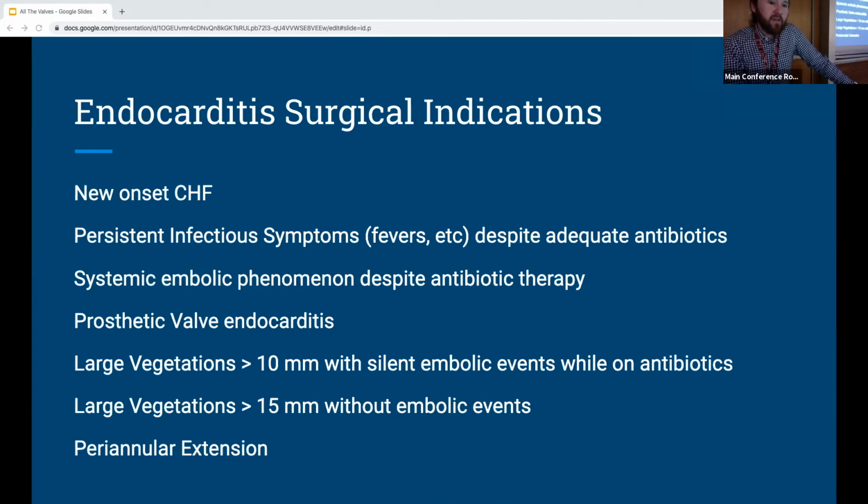But also, if they're having persistent infectious symptoms despite adequate antibiotics, if they come back and they've got a PICC line or a midline and they've been in the outpatient world getting their antibiotics and they're still having persistence, that's an indication. If they're having a systemic embolic phenomenon despite being on antibiotics, if they have a prosthetic valve, or if they have large vegetations, I don't think I care too much about these numbers. If I see something big, I'm bringing it up. And then obviously, if you identify periannular extension, but basically, if you identify any of these things, load the boat, get them admitted, and potentially transfer.